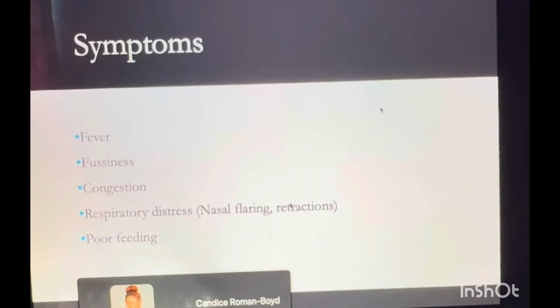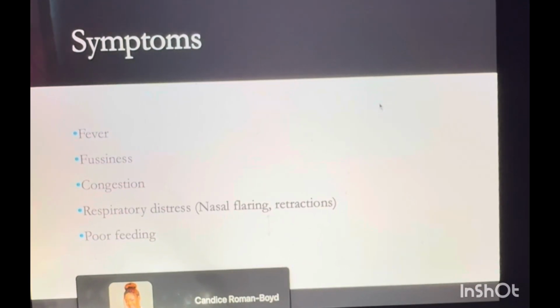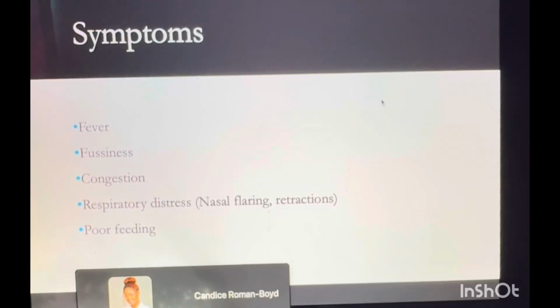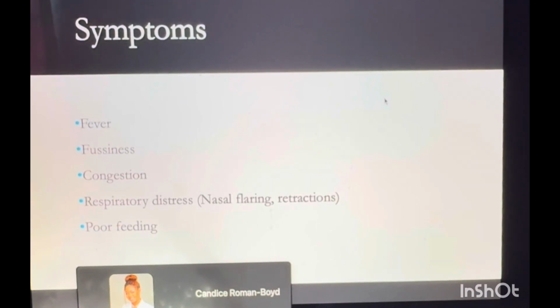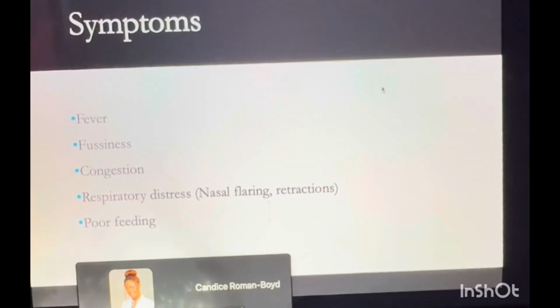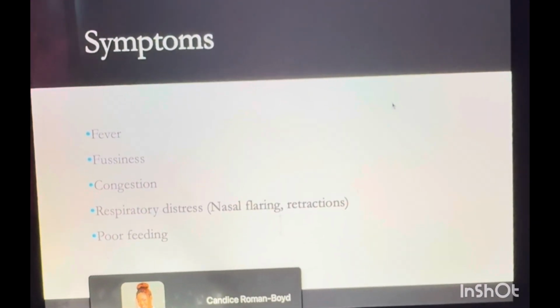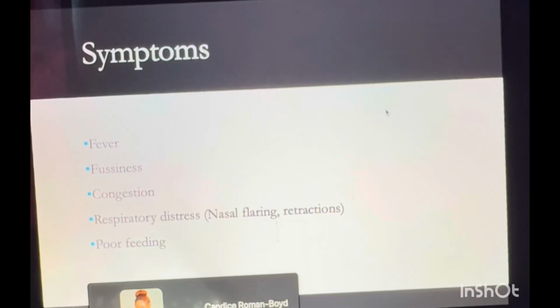Symptoms. So sometimes initially the baby just may be fussy. I've seen it sometimes where parents just come in, oh, my baby's real fussy and they're not feeding well. And then you listen to their lungs, they may be wheezing. So sometimes it's not like an obvious thing like it is with adults. An adult can say, I don't feel well, I can't breathe. Babies are a little bit different.